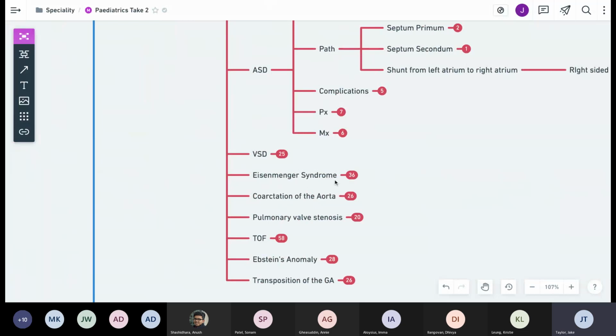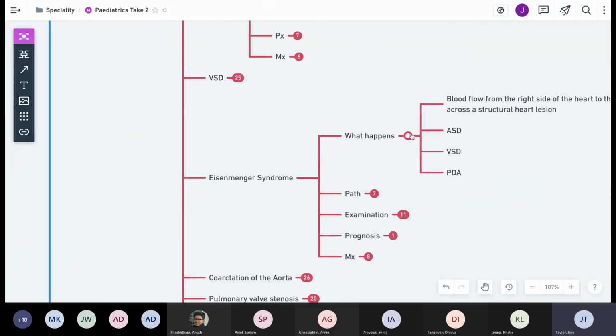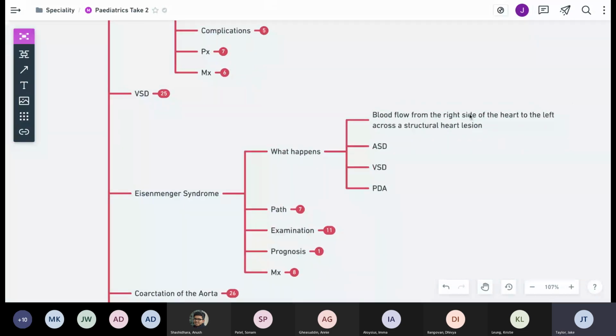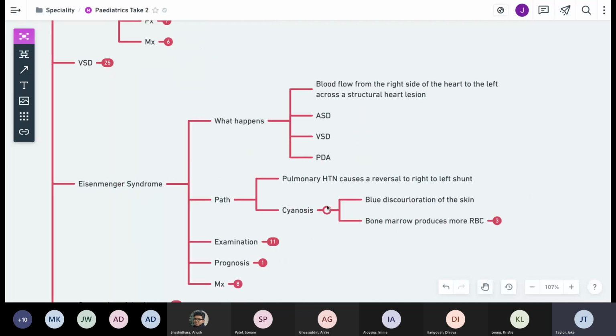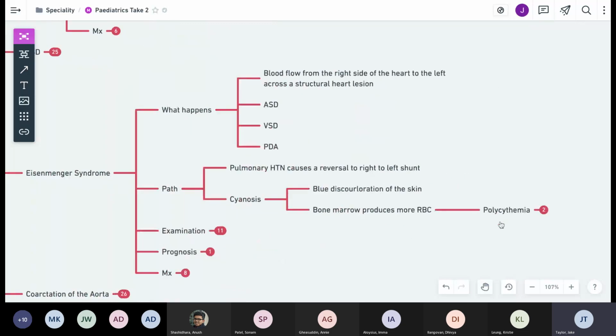Exactly right. So what happens is there's blood flow from the right side of the heart to the left side across a structural heart lesion. The reason is that there's been a reversal in the blood flow, because of an increased amount of pressure. So pulmonary hypertension causes a reversal to a right to left shunt. That means deoxygenated blood is going to the left side of the heart. Very good. Someone said pulmonary hypertension means reversal of the left to right shunt, therefore cyanosis. Cyanosis is a blue discoloration of the skin. Babies have central cyanosis, so you can pick them up quite quickly. It can also be a sign that the bone marrow is producing more red blood cells.